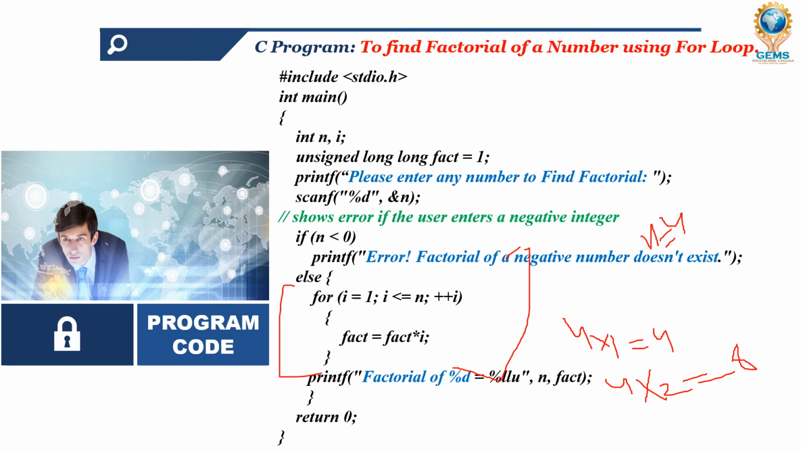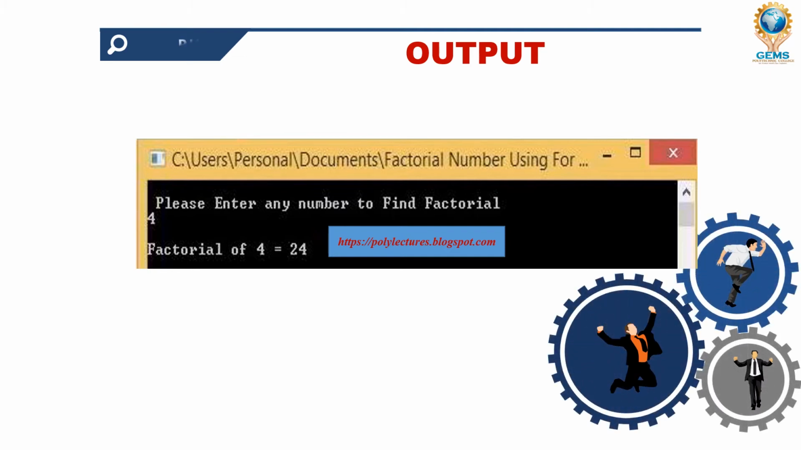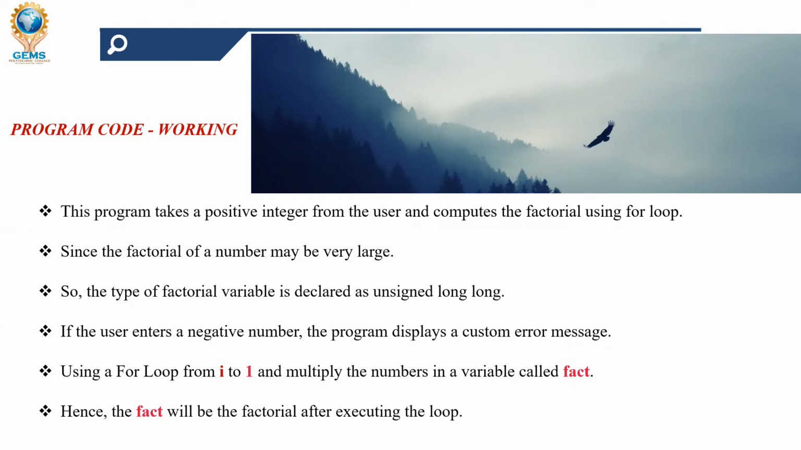Now we will see the output of our program. So here I have given 4. I enter the number 4, then the factorial of 4 is 24. This is the output of our program. So during the algorithm, I clearly explained how the concept of the factorial is working. Now see the programming code, how it's working; I am explaining by these points.